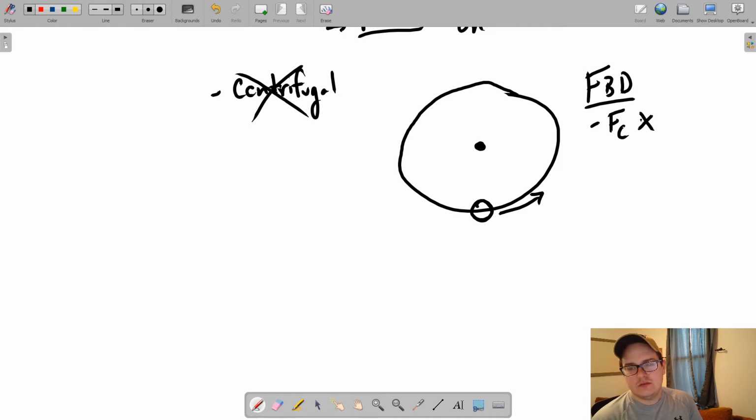Centripetal force is no show. In the same way you never draw F net on your free body diagrams, you never draw centripetal force. So with that being said, let's say this is a tennis ball being swung in a vertical circle, the same way that some people spin their lanyards.